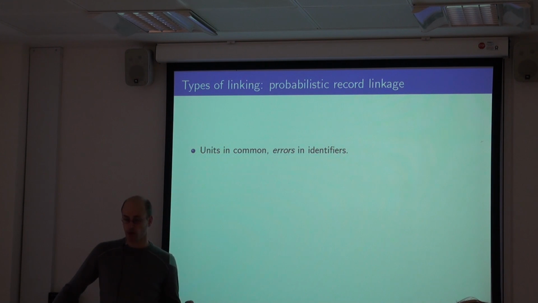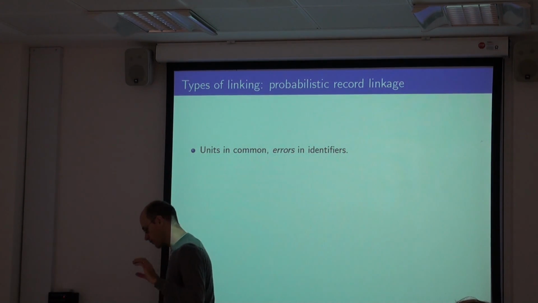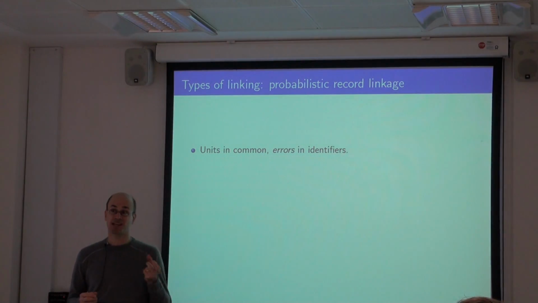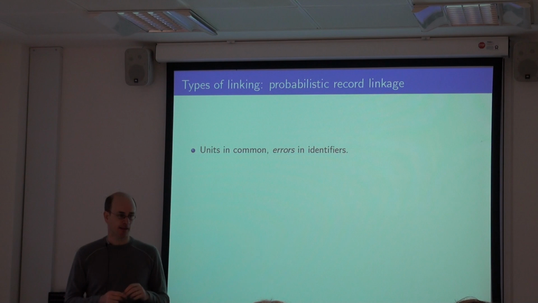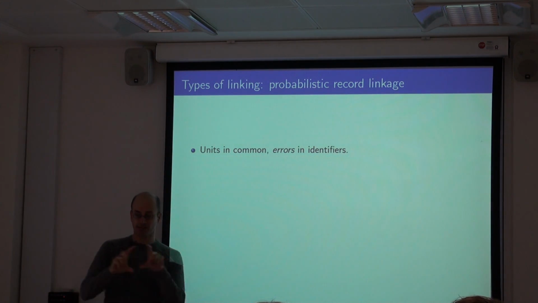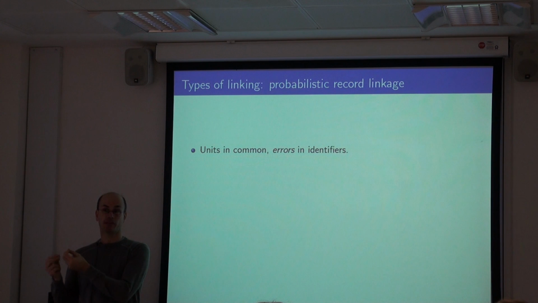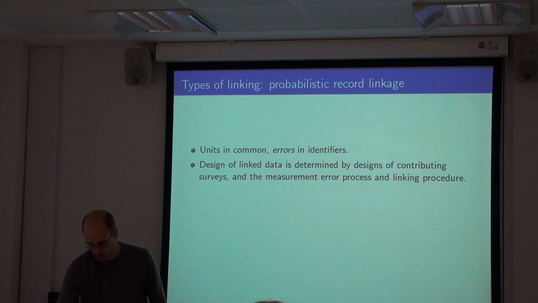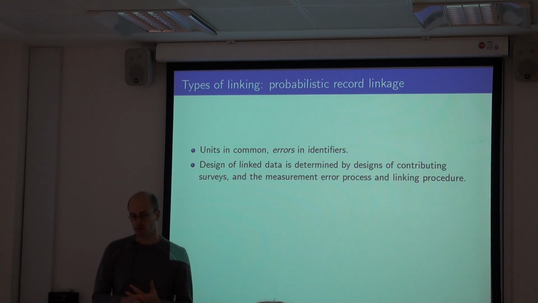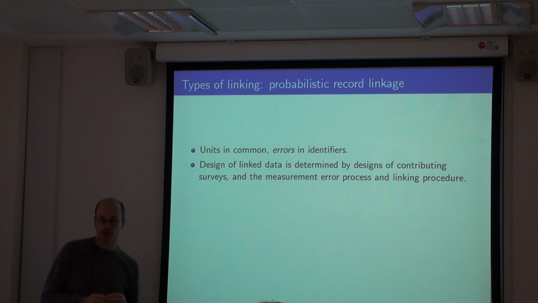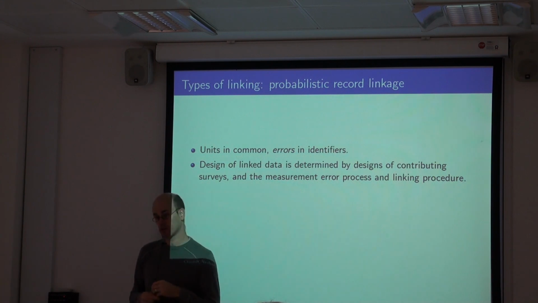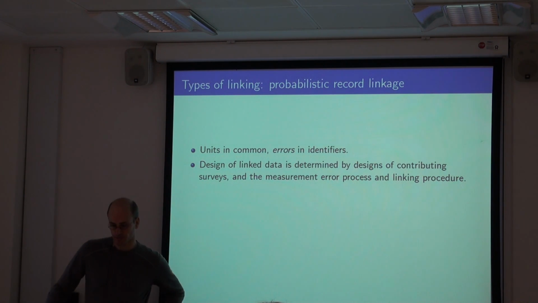So you have direct record linkage, probabilistic record linkage. So you have two surveys. You don't have a unique identifier, but you'd like to say that statistically this observation is similar to this observation, and link based on the probability that the two are the same. So now the design of the linked data is determined by the designs of the contributing surveys, as well as by, now because you're linking probabilistically, there's going to be some measurement error produced by linking probabilistically.